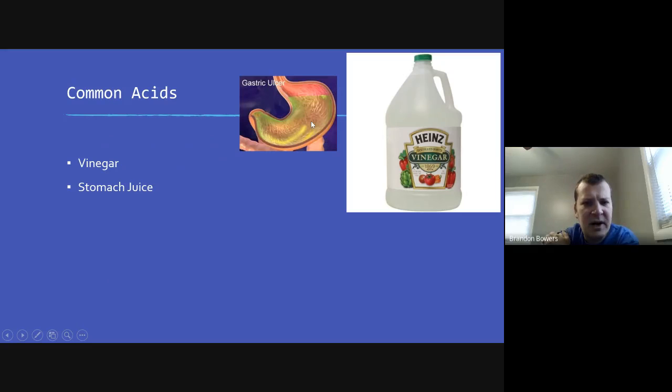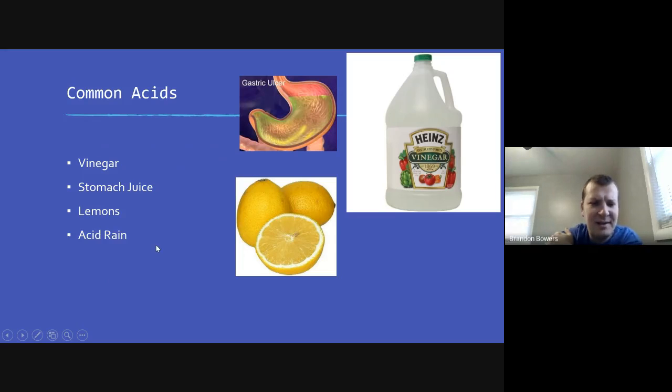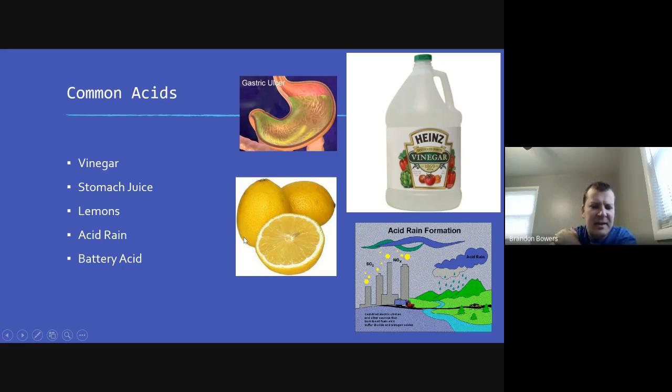Stomach juice. All right, so sometimes people get heartburn. That's stomach acid. Okay, so we have acid in our body. Lemons, acid rain, battery acid. That's a very strong one. All right, so acid rain, I got a little picture over here. Where we have pollutants in our air, and when rain comes down, the pollutants in the air actually absorb into the rain molecules, and that's where we get acid rain. It's pretty crazy. It's interesting, actually. All right. So those are acids.